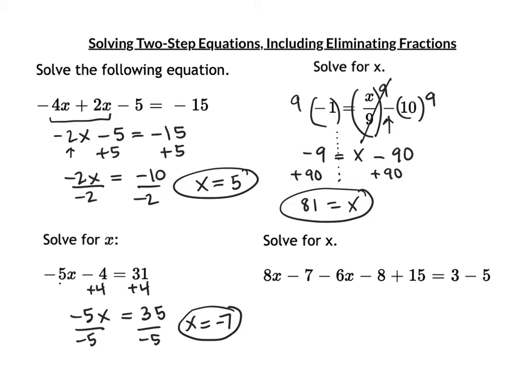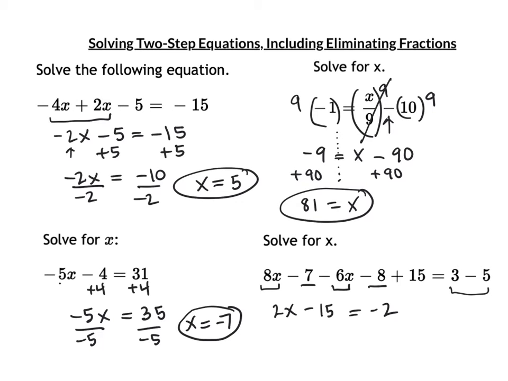And if you look at this next one, it looks difficult, but it's not, because you're just going to simplify, and after that, it's just like the others. So we combine like terms. That's the 8x and the 6x. 8x minus 6x is 2x. Negative 7 and negative 8. I like negative 7 plus negative 8, which is negative 15. And over here on this side, I'll combine those two. 3 minus 5, that's negative 2. Much easier now. All we had to do was simplify.